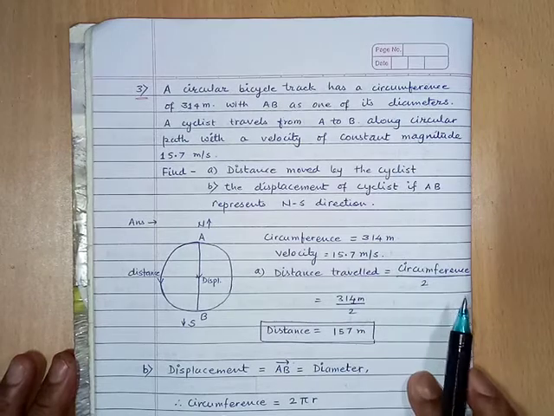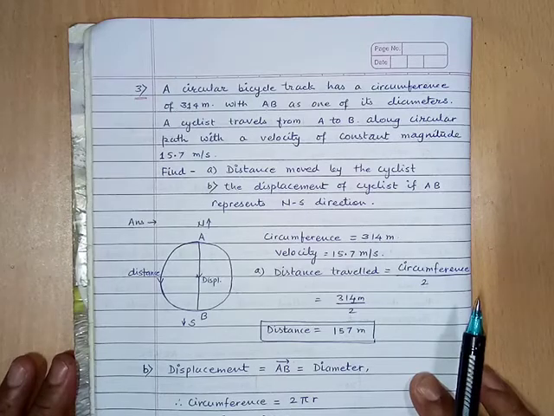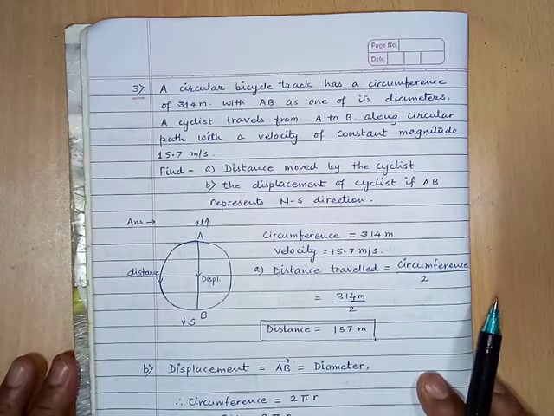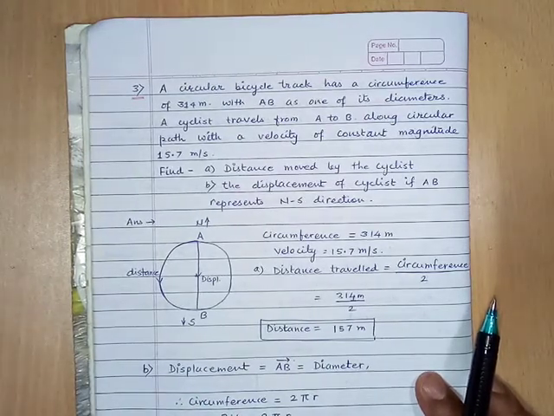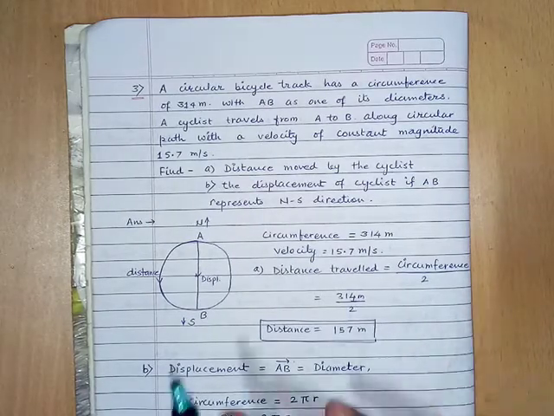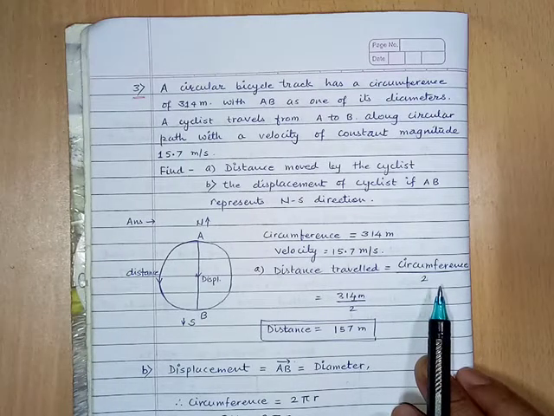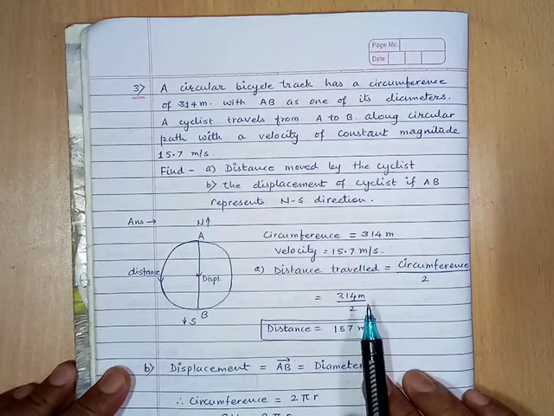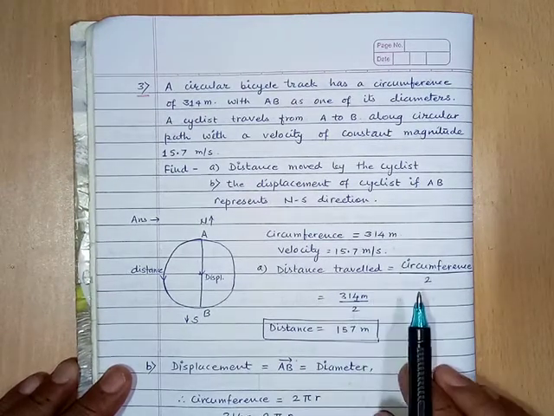Dear students, let us see the next problem. This problem is very important because this problem tells us about the distance and displacement when a circular type of track is considered. So we have seen in the previous problem that the track was a straight line track. In the second example we have seen that the track is a rectangle track. Now this time let us see that if the track is a circular one, then how the quantities can be calculated in terms of distance and displacement.